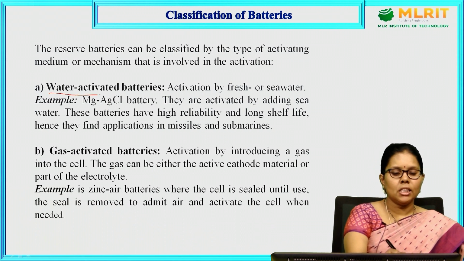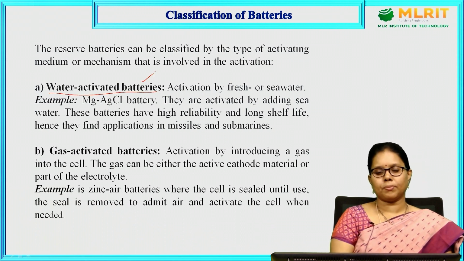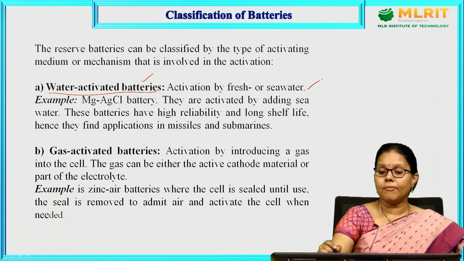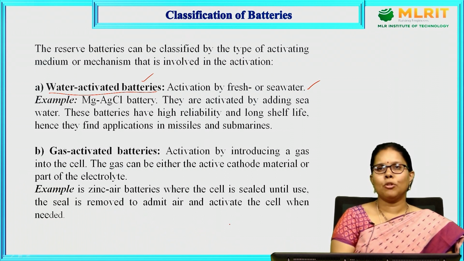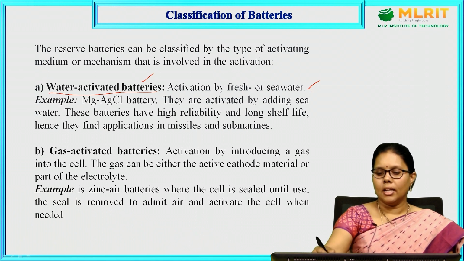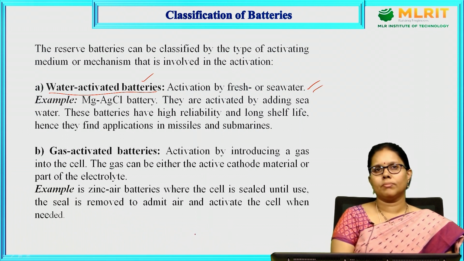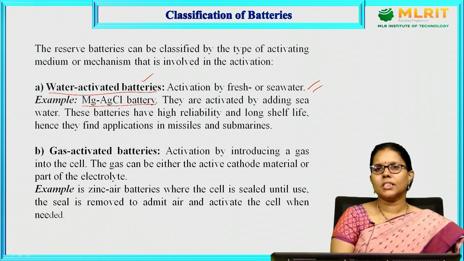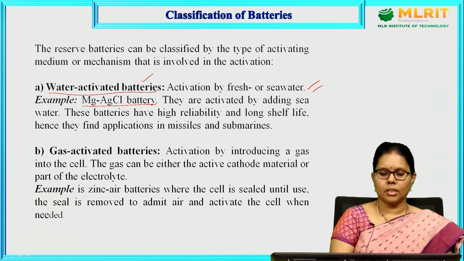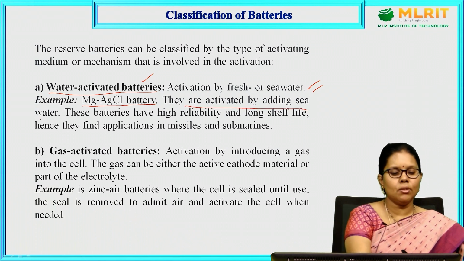The first one is water activated batteries. Activation by fresh or sea water. A battery in which the key component is sea water or fresh water. A battery can be activated and produces energy by adding the sea water. Until you add the sea water, the battery does not start working. An example is the magnesium silver chloride battery, in which we are using the sea water as the key component. They are activated by adding the sea water.